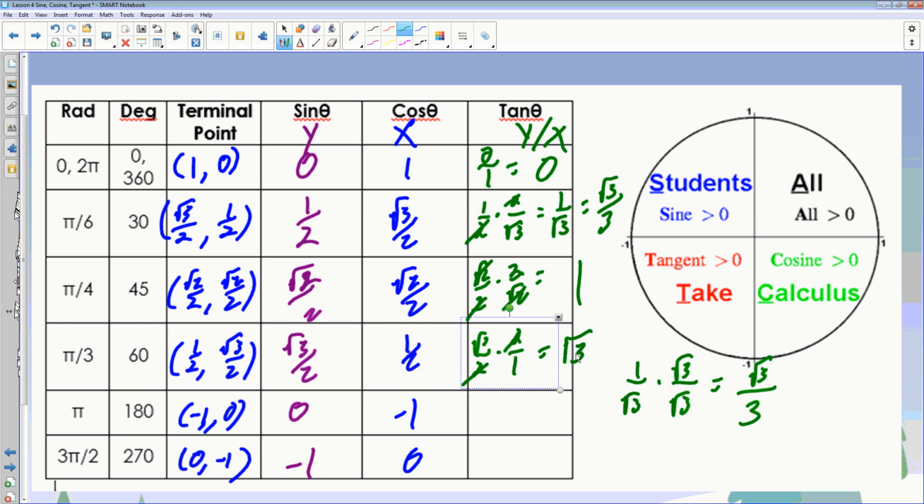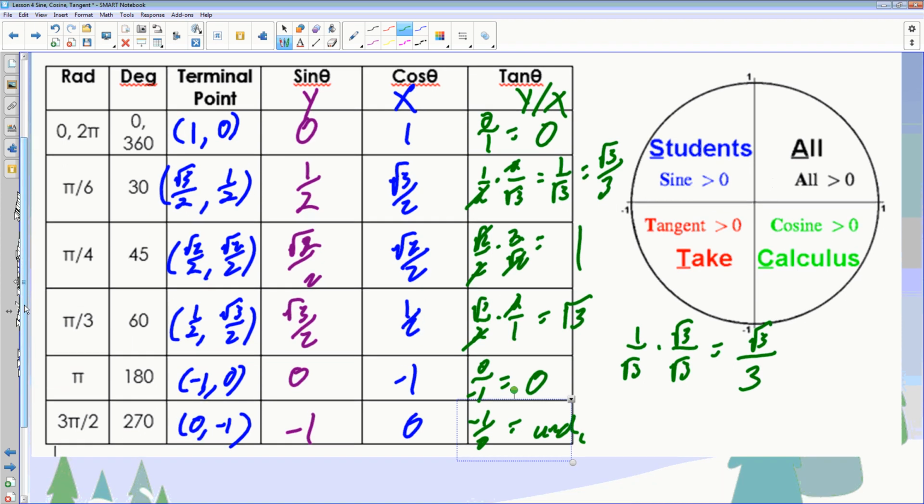Okay, 0 divided by -1 is 0. But -1 divided by 0 is undefined. So you cannot find the tangent of 3 pi over 2. It's undefined.